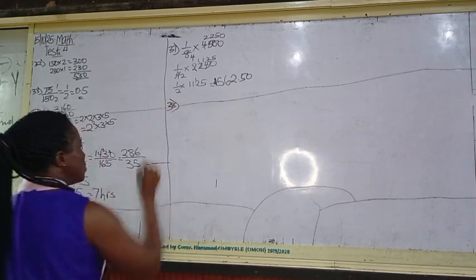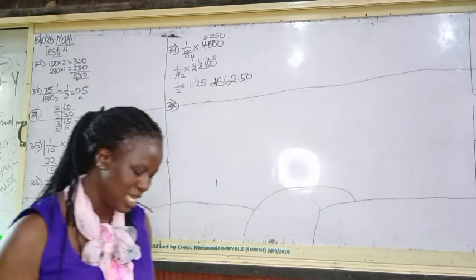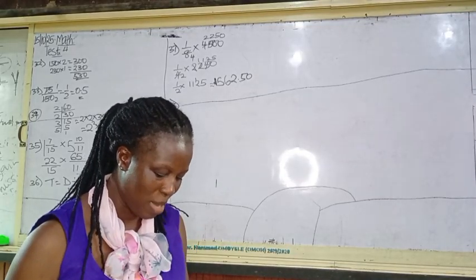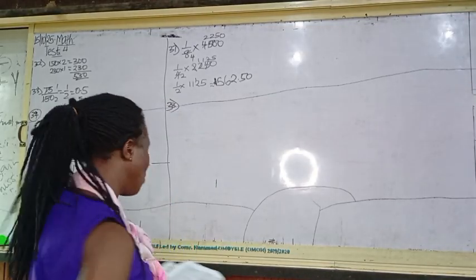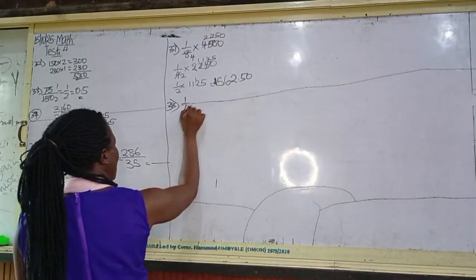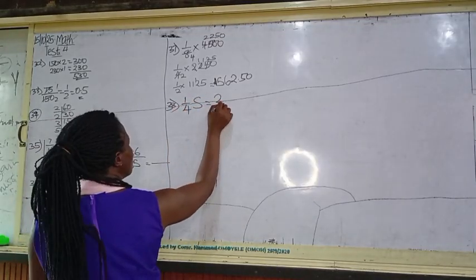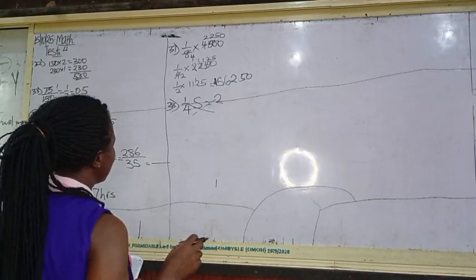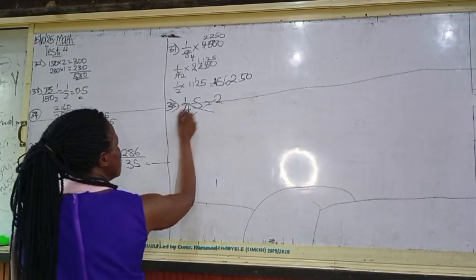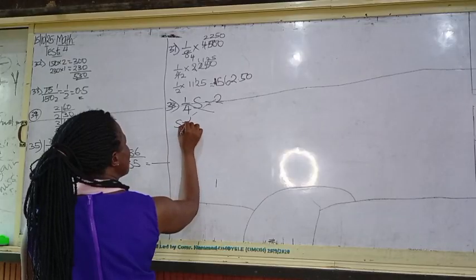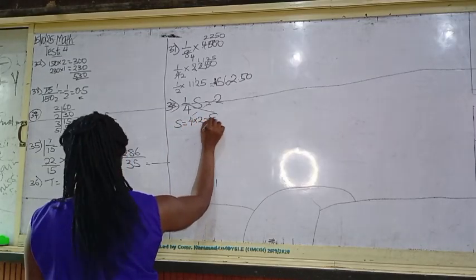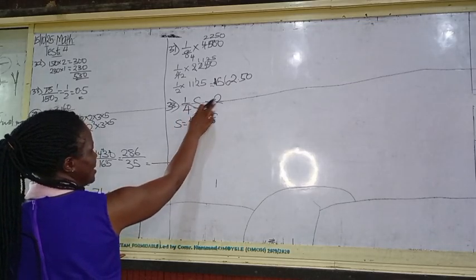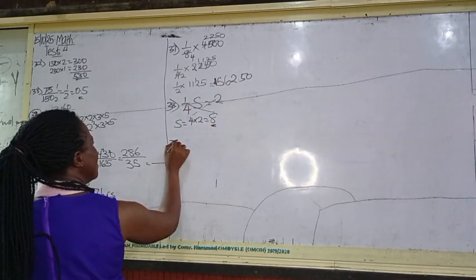Number 38 says, if 1/4 of s is equal to 2, what number does s represent? 1/4 of s is equal to 2. So what we do here is this. S is equal to 4 times 2, which is equal to 8. We are cross multiplying. S is equal to 4 times 2, which is equal to 8. So we should put 8 here. So 1/4 of 8 is 2. That tells us that we got our answer.